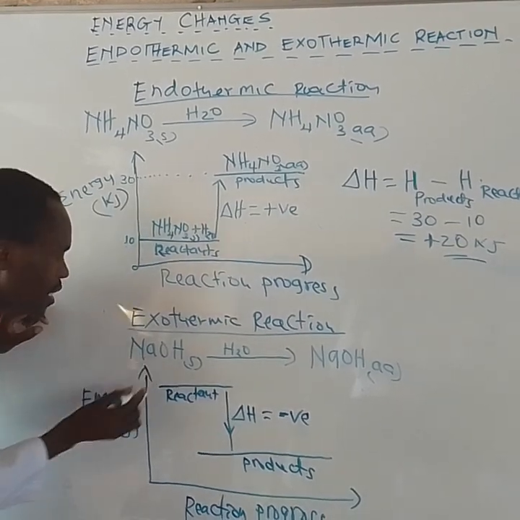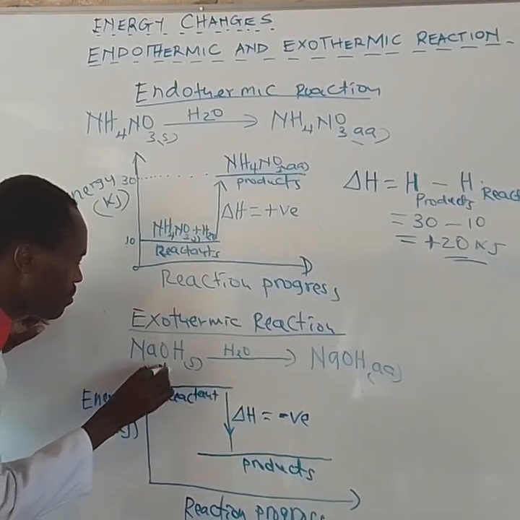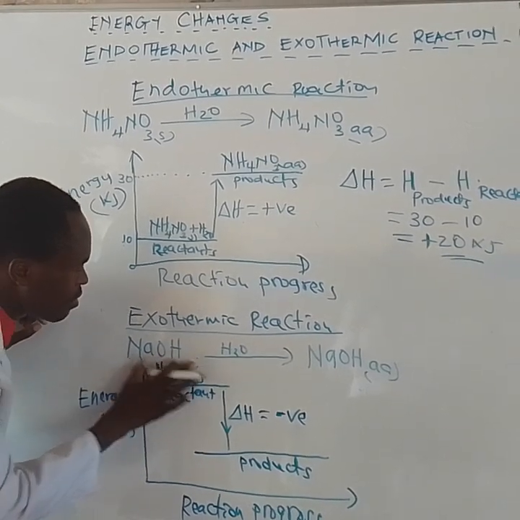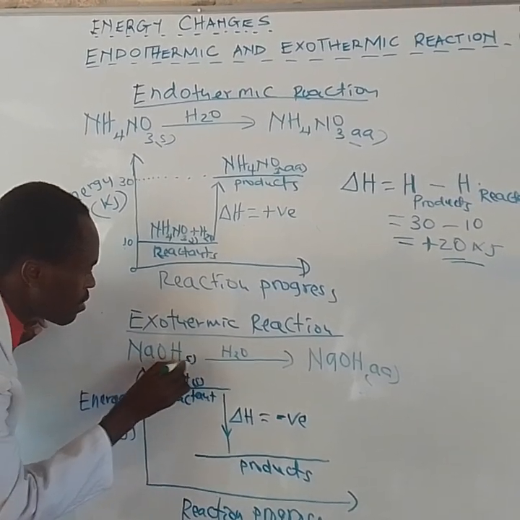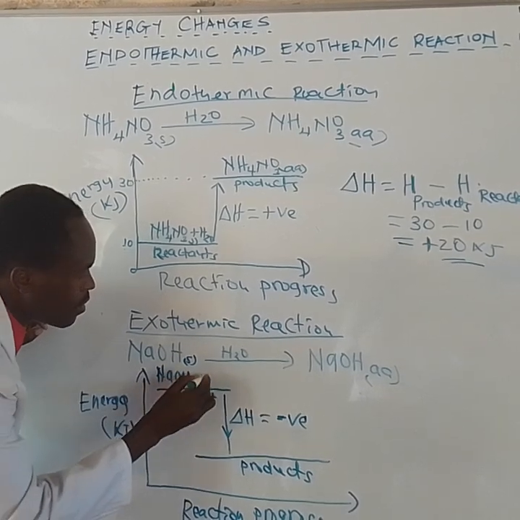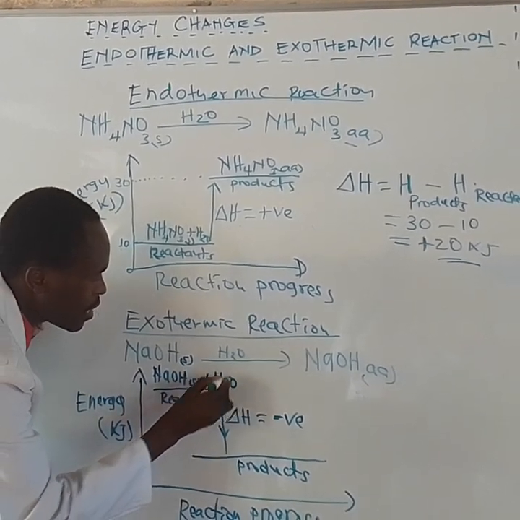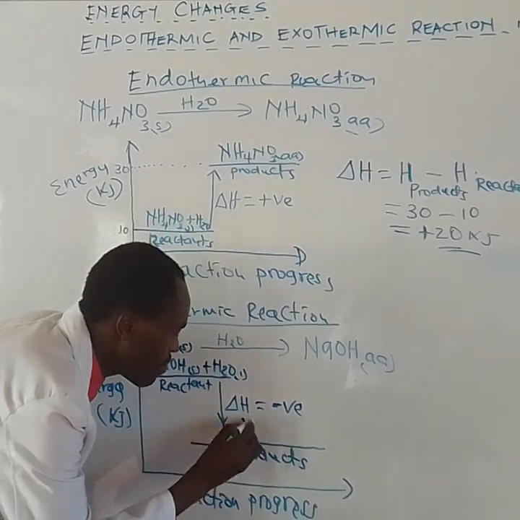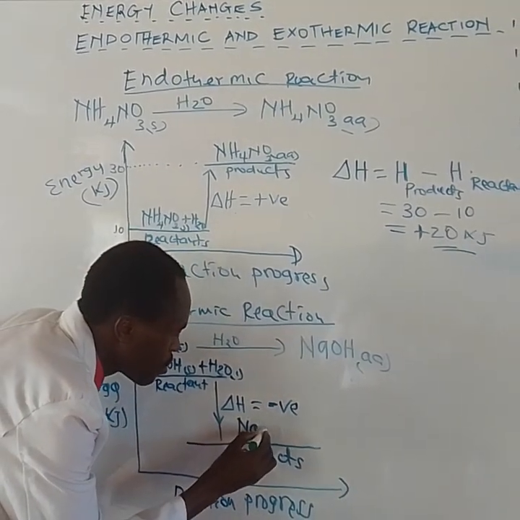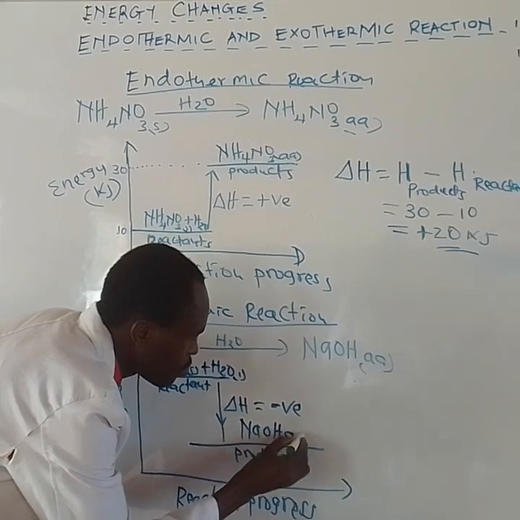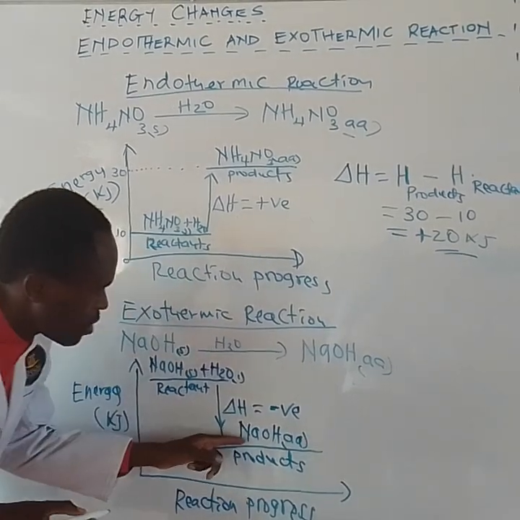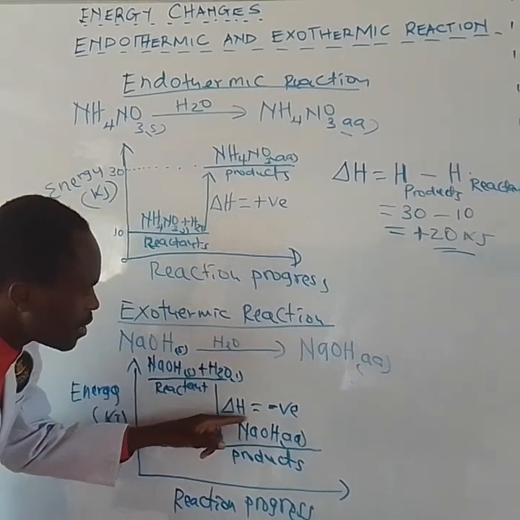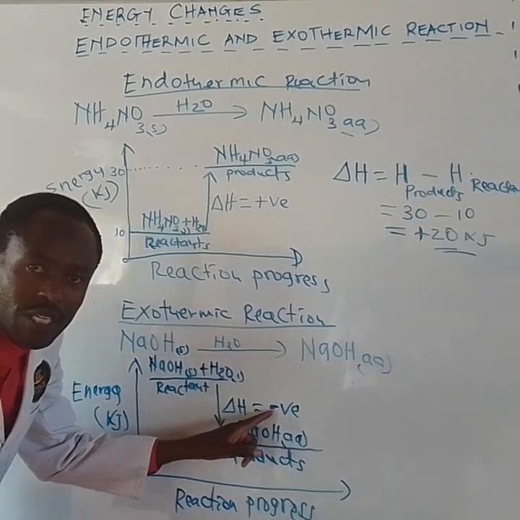So what are the reactants here? It is sodium hydroxide solid plus water, dissolving in water liquid to form a sodium hydroxide solution. Sodium hydroxide solution or aqueous sodium hydroxide. Is it okay? Why is it that the heat change is negative in exothermic reaction?